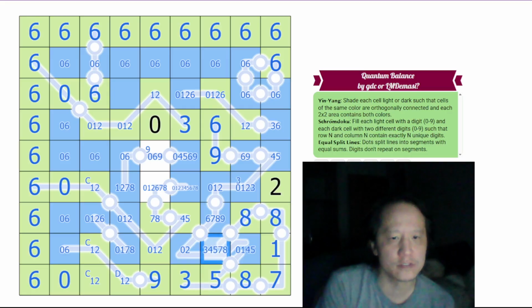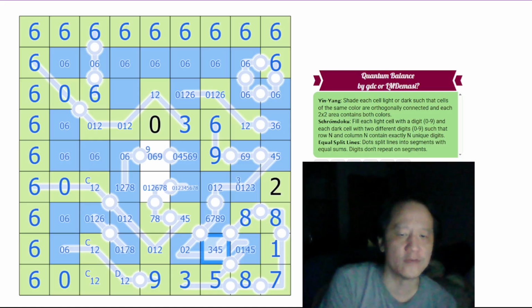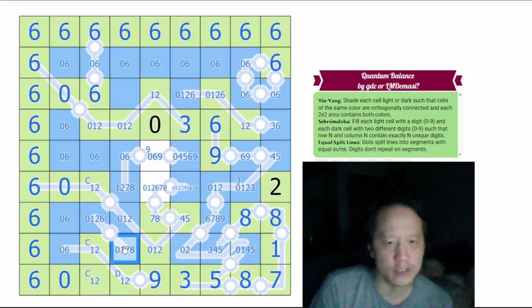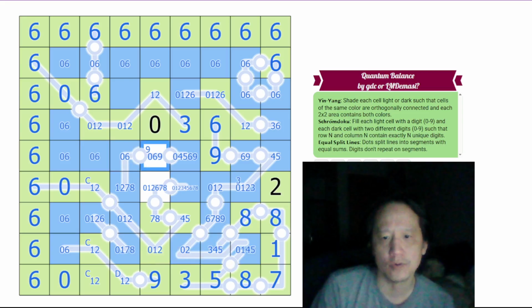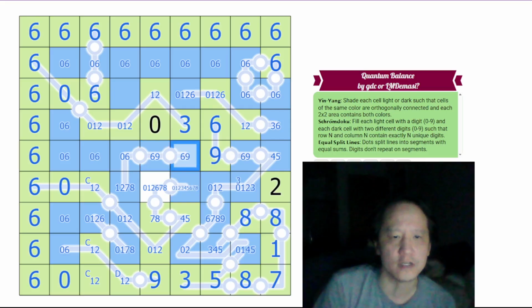Can't be 6. Has to be some combination to add up to 8. So this cannot be 7 or 8. Again, we need 1, 7, or 8 here. This must be 3 with some 4 or 5 here. So this has to be blue to add up to whatever this 15 is. So this has to be 6 and 9 here. This must be 6 and 9 to add up to 15.